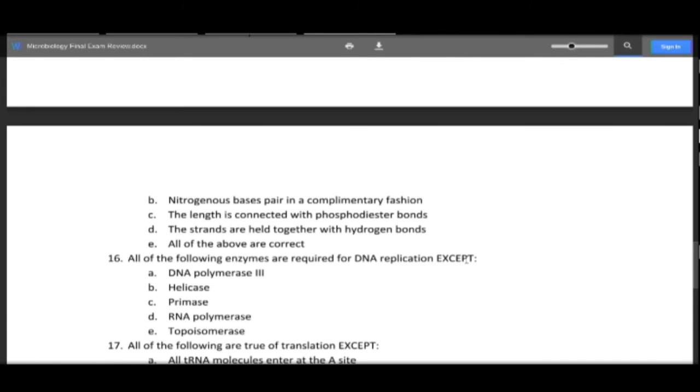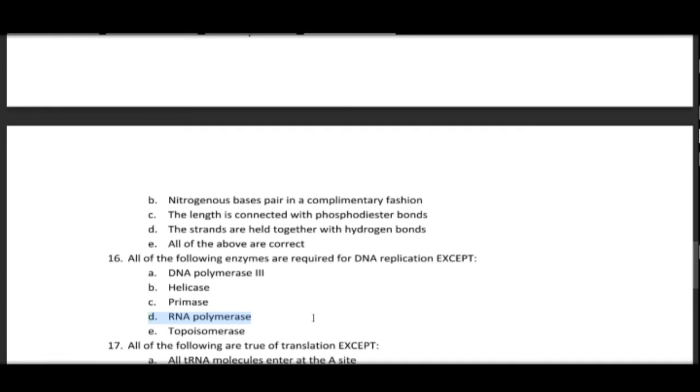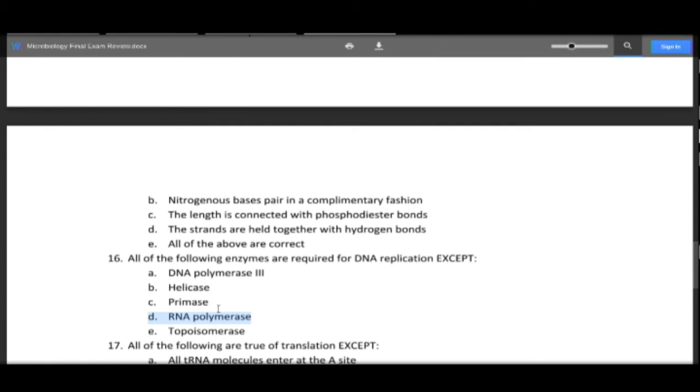So the exception here that's not required for DNA replication would be RNA polymerase, because RNA polymerase is going to polymerize RNA, or make those RNA strands, when we're doing transcription. But the other ones are required for DNA replication, so we can open them up and replicate them.